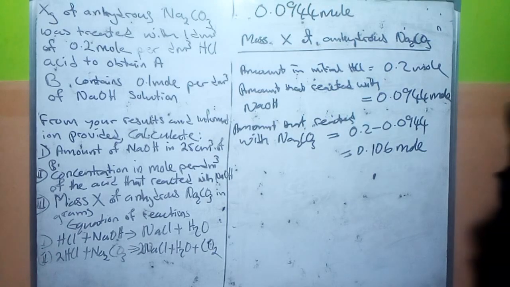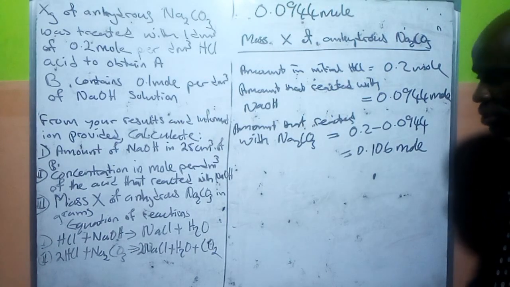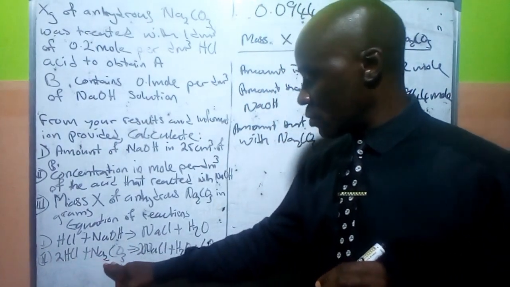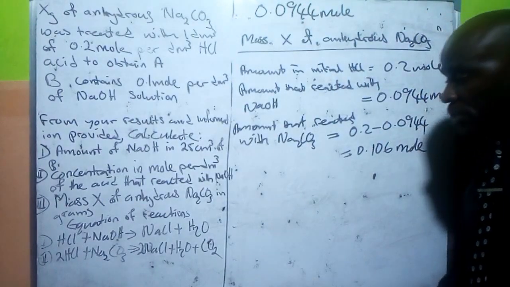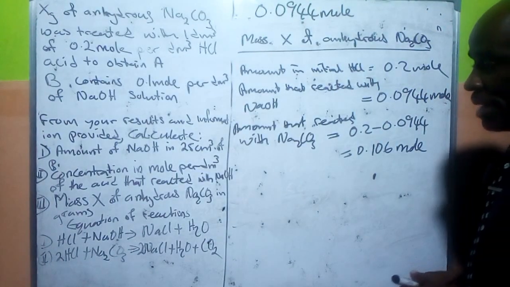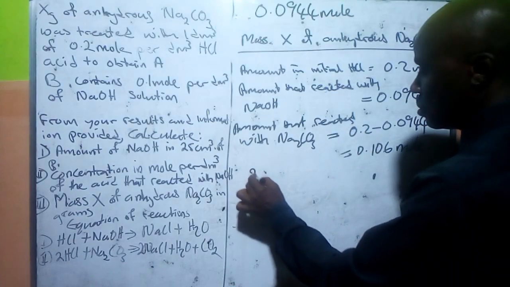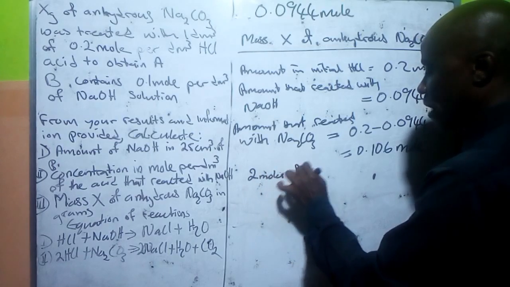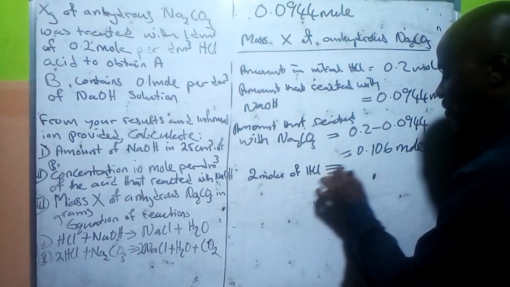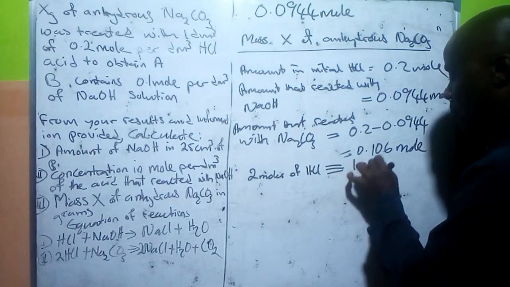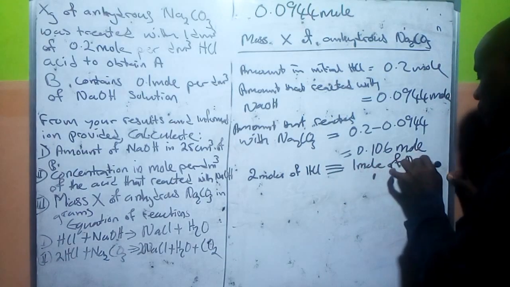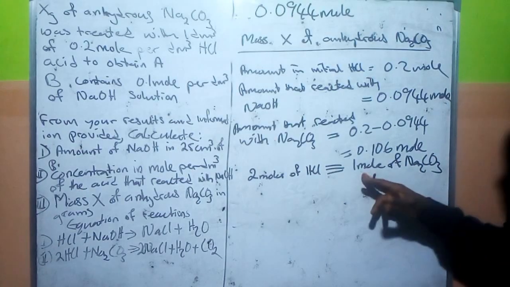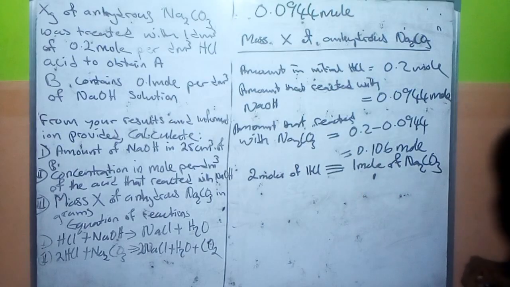So what next are we doing? Now we have the amount that reacted. Now we'll go back to the chemical equation. Note this equation that we have here: 2 moles of hydrochloric acid reacts with 1 mole of sodium trioxocarbonate 4. From that statement, it means that 2 moles of hydrochloric acid is equivalent to 1 mole of sodium trioxocarbonate 4.